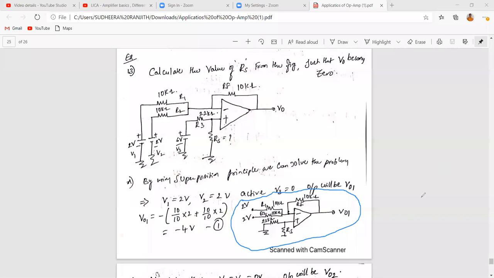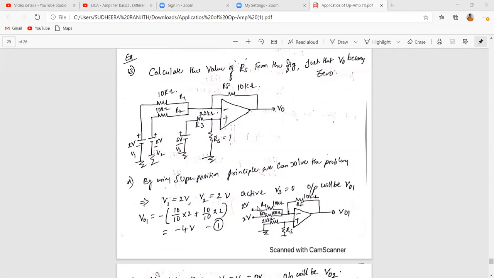Inverting summer formula, what is it? Minus of Rf by R1. What is Rf? 10 kilo ohms. So Rf by R1, 10 by R1 is how much? 10. So Rf by R1 into V1, which is 2 volts, plus Rf by R2. What is Rf? Again 10. What about R2? This one is also 10 kilo ohms only. What is V2? This one also 2. So these two get cancelled. Finally, what do we get as output? Minus 4 volts. Is it clear, all of you? Minus 4 volts. Is it clear up to this point?